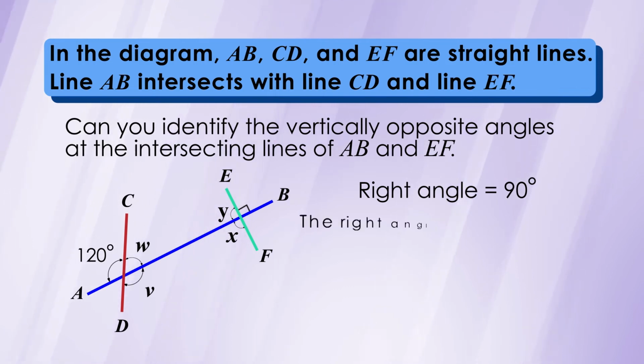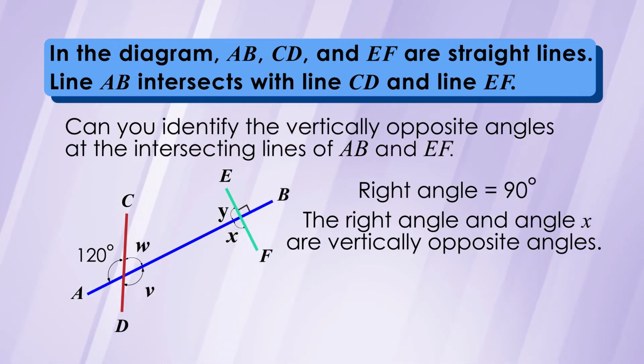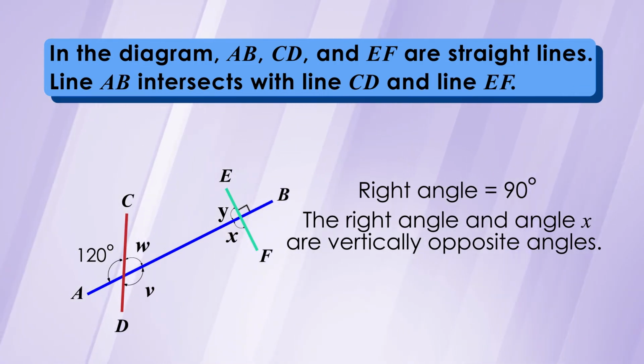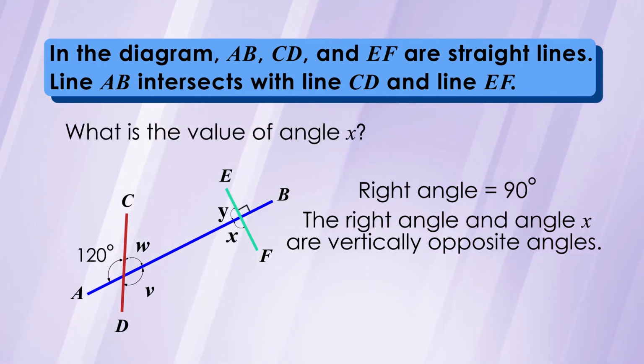Yes, the right angle and angle X are vertically opposite angles. You now know that opposite angles have the same value. So what is the value of angle X? Yes, that's correct. The value is 90 degrees.